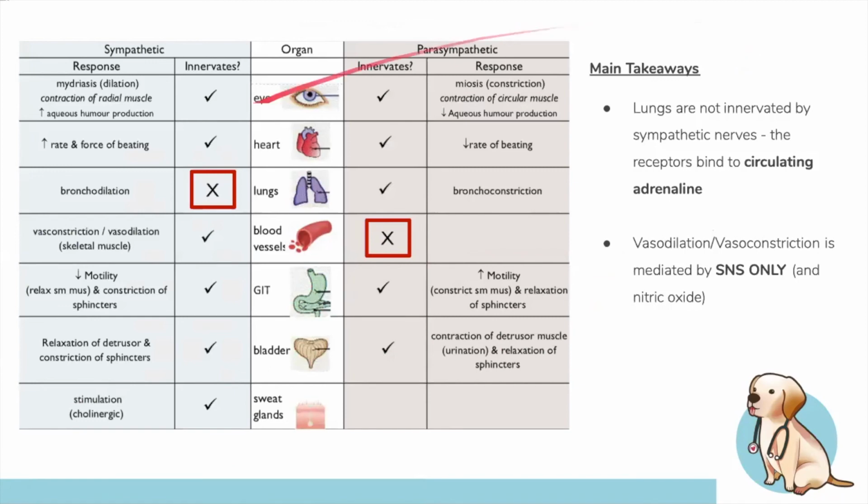Yeah, second slide that you do need to know. Main takeaways from this: first of all, your lungs are not innervated by your sympathetic nerves. So you might think it's a bit weird, how would you get bronchodilation? The receptors are in the lungs. However, the nerves are not directly innervating it.